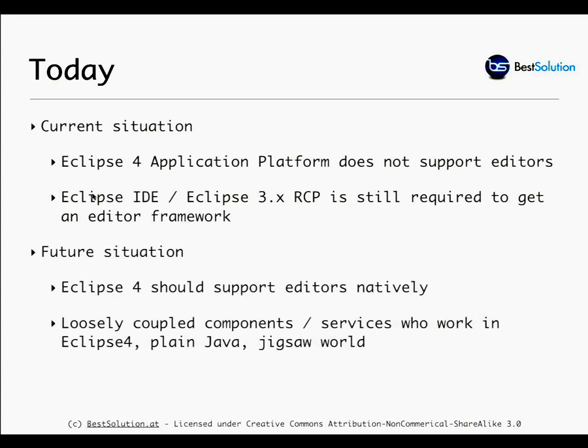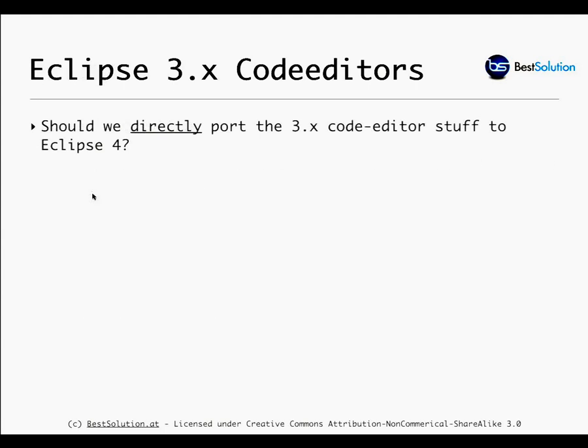The future situation should be that we have at Eclipse 4 a set of components that you can use to assemble your own smart code editor or IDE in the end. That's the main target, and that's what I'm talking about today. These components should be loosely coupled. They should be able to run in an Eclipse 4 application, in a pure Java application, and in future in a Jigsaw environment. Everywhere. They should be embedded in NetBeans, in IntelliJ, in Eclipse, you name it. They are loosely coupled components, simply made up of services. That's the main idea behind the stuff.